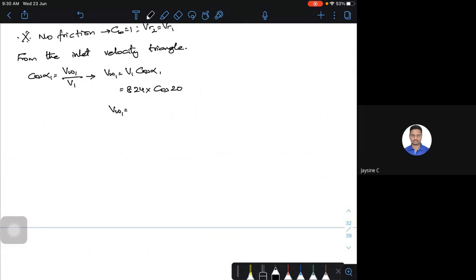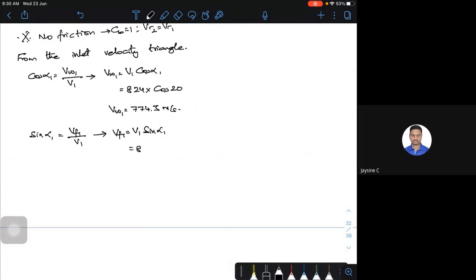774.3 meters per second. So similarly, for sine alpha 1, find your Vf1. Vf1 is equal to V1 sine alpha 1, that is 824 into sine 20. So we will be getting my Vf1.